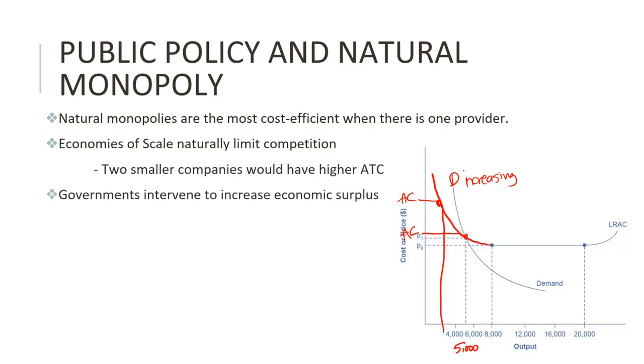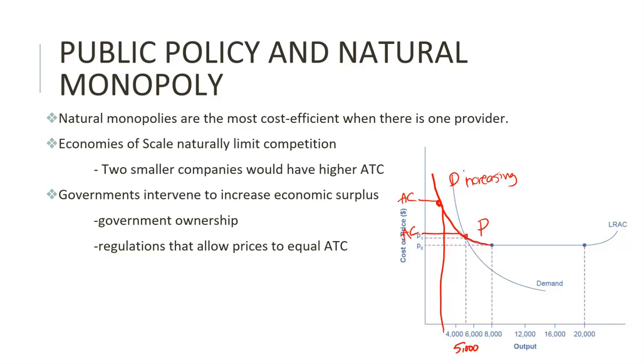So sometimes governments are going to intervene because they want to increase economic surplus. A little bit later, we're going to talk about deadweight loss from monopolies and how these markets do cause lower levels of production than what would happen in a purely competitive market. And so governments might intervene. They may decide they want to own this thing. So the government owns the post office. They may set some regulations where they say your price has to equal average total cost, which is what would happen in a competitive market.